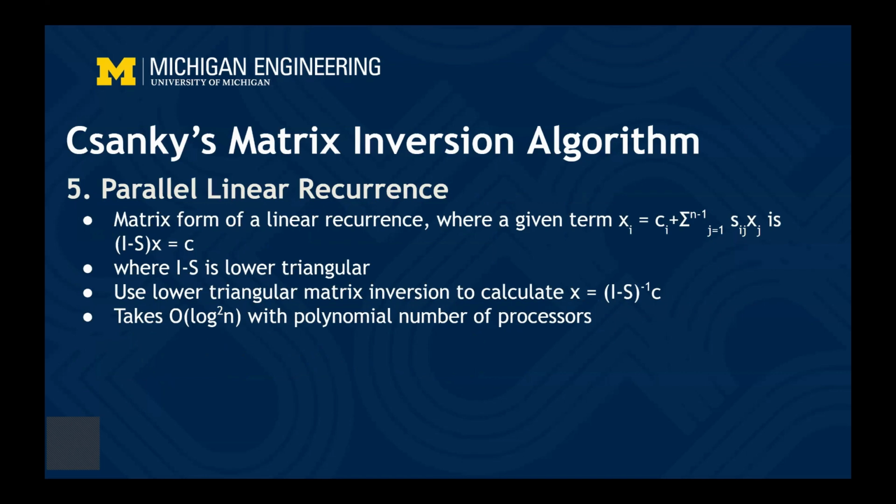Next slide, please. Next we're looking at parallel linear recurrence. The matrix form of linear recurrence is (I minus S) times X equals C. In this case, I minus S is lower triangular. And we use, again, the lower triangular matrix inversion to calculate X. And this takes O of log squared n time and a polynomial number of processors.